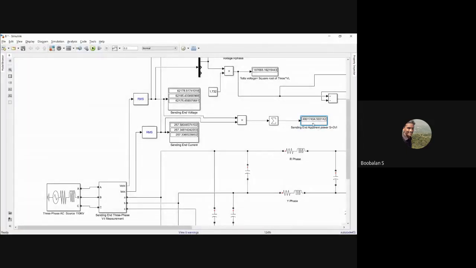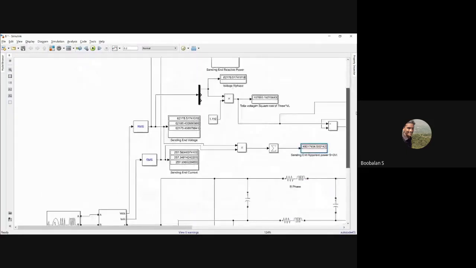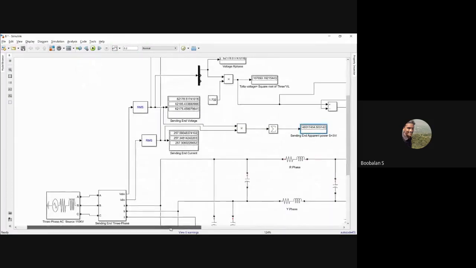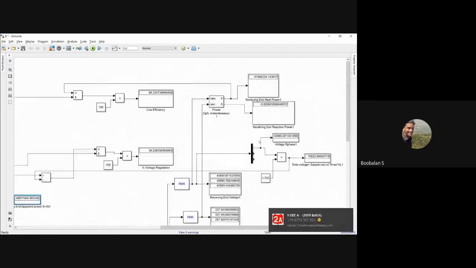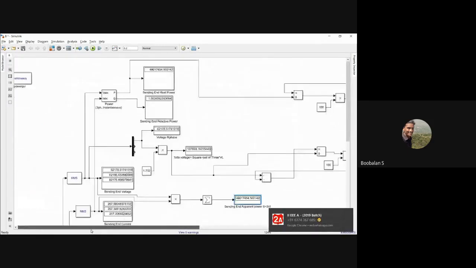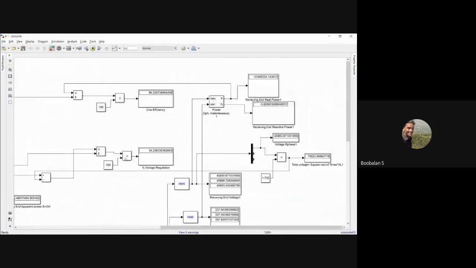This is my sending end apparent power. It should be a little bit higher than my real power, right? Where actually we have real power about 41, in my sending end it will be 48. So it will be a little bit higher than that. The same you can calculate for my receiving end also, right? So up to this we have finished the entire thing.